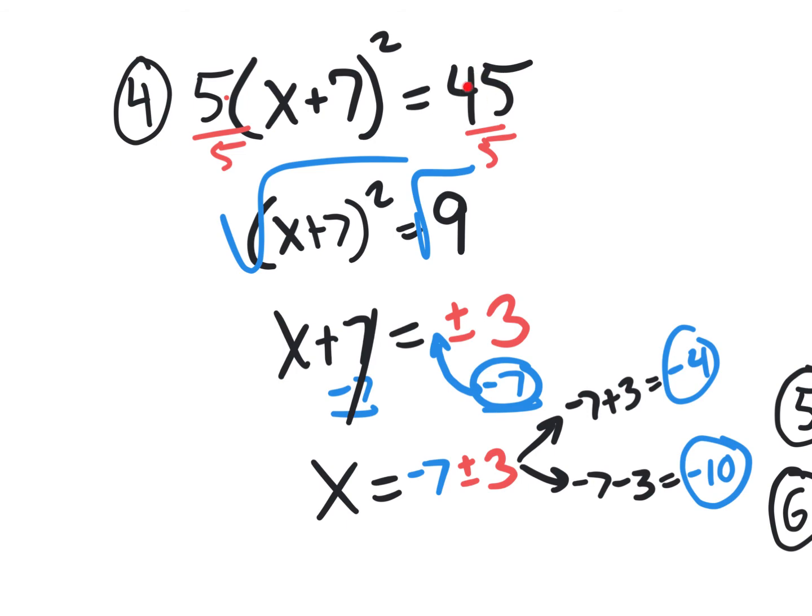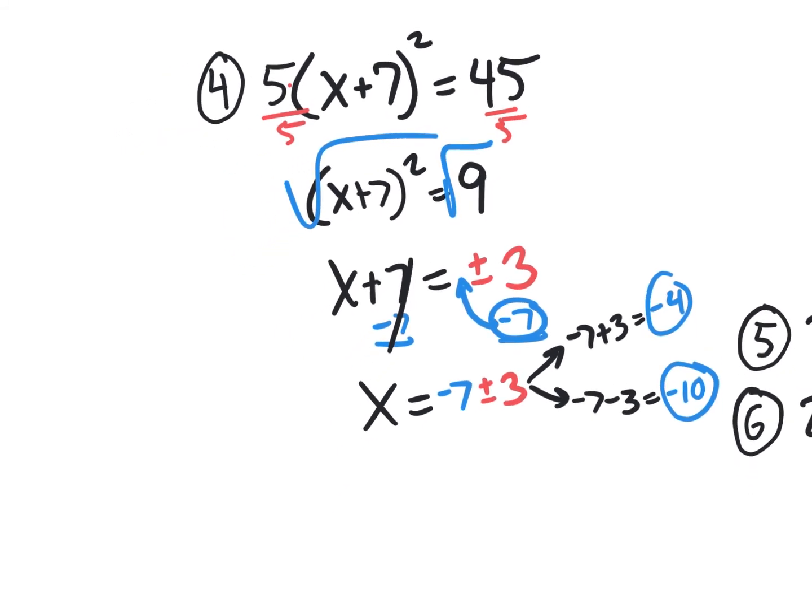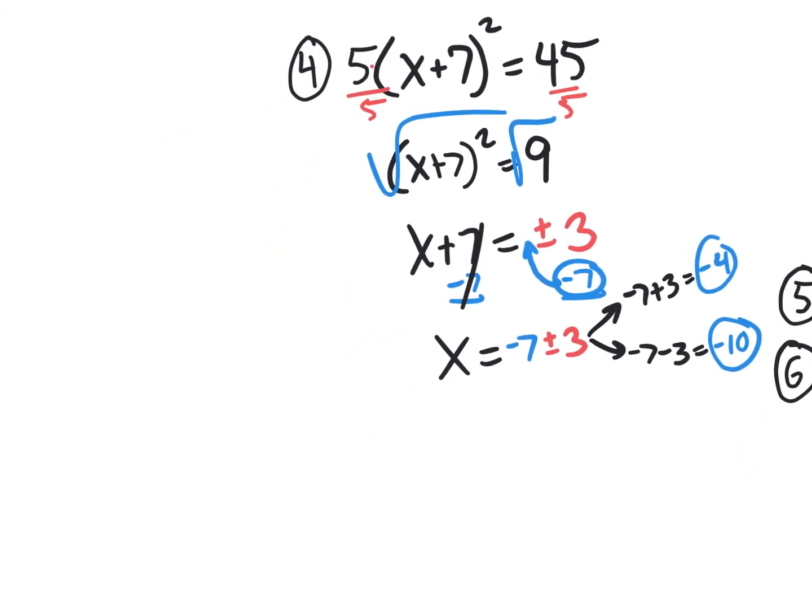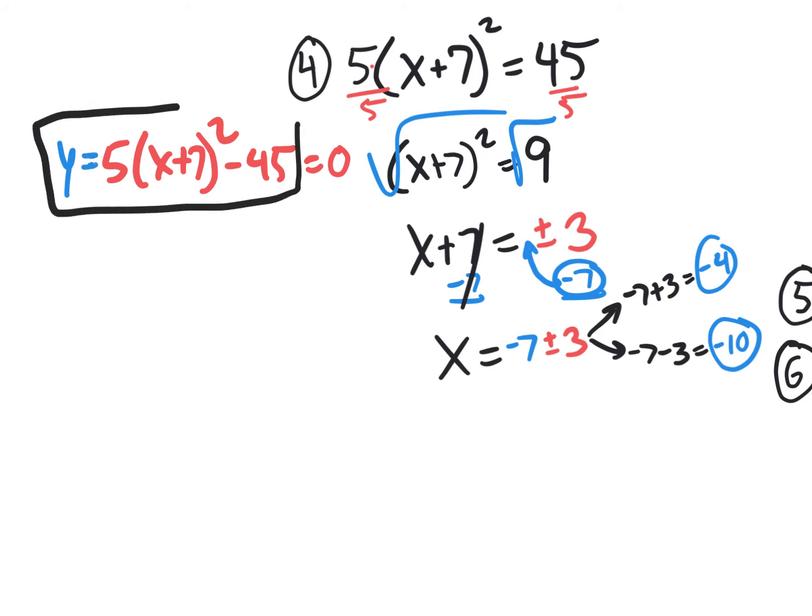What if I were to take this 45 and make it equal 0 by subtracting 45, and rewriting it? That would look like this: 5 parenthesis x plus 7 squared minus 45 equals 0. But then again, if you have an equal 0, you could technically put that as y equals, and guess what? We have a vertex form quadratic equation that produces a parabola, right?